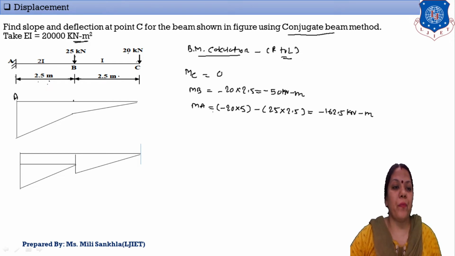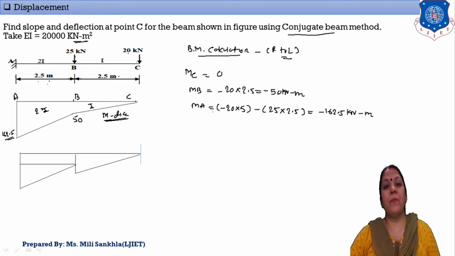Now one by one mark the points: A point, then B point and C point. First we draw the M diagram, then we convert into M upon EI, because if the moment of inertia is given different, then first we draw the M diagram. Here the moment of inertia is I and in this portion 2I. Now at B point the moment is 50, and at A point the moment is 162.5, and this is our M diagram.